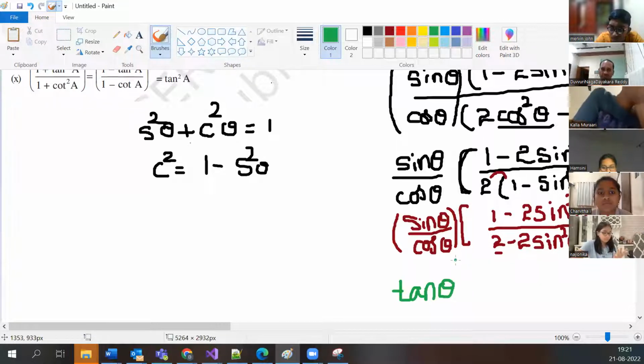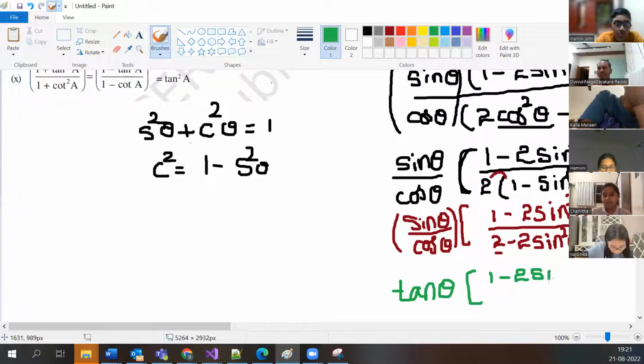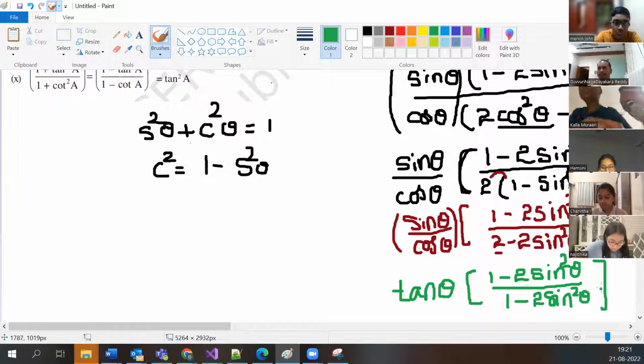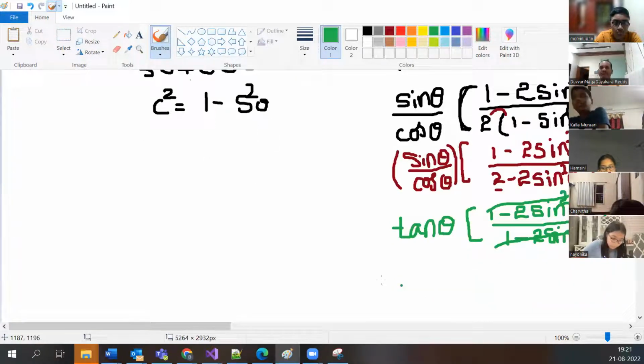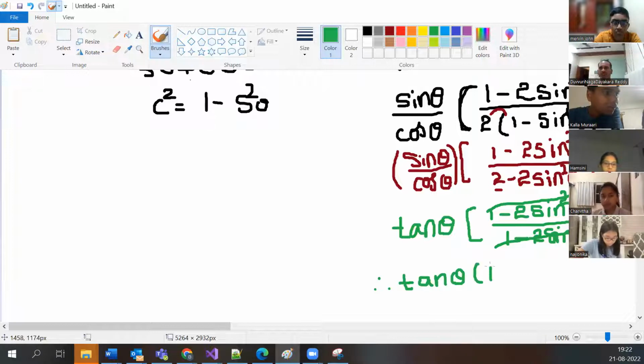Sine theta by cos theta is nothing but tan theta, into 1 minus 2 sine square theta. Now tell me, plus 2 minus 1 is 1, and then minus 2 sine square theta. What happened here? 1 minus 2 sine square theta will cancel. Therefore, the answer is tan theta, which is what you needed to prove. RHS. Please copy.